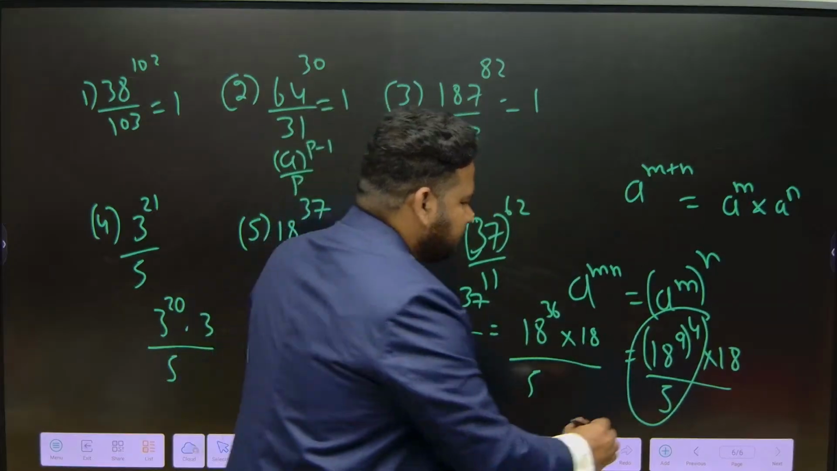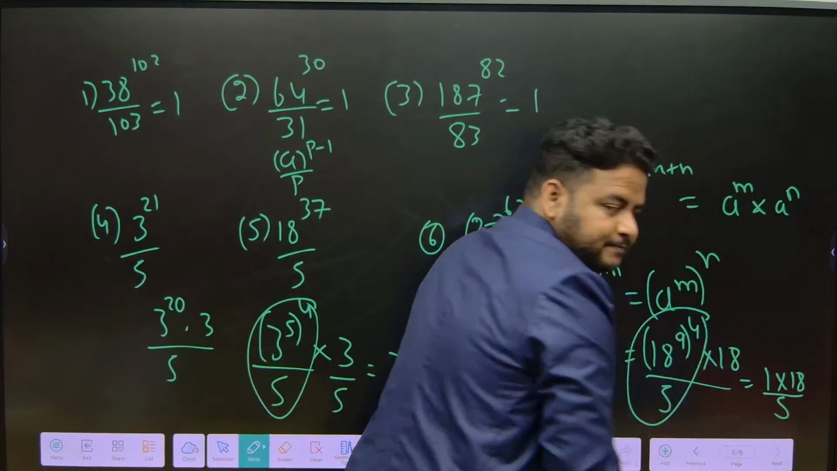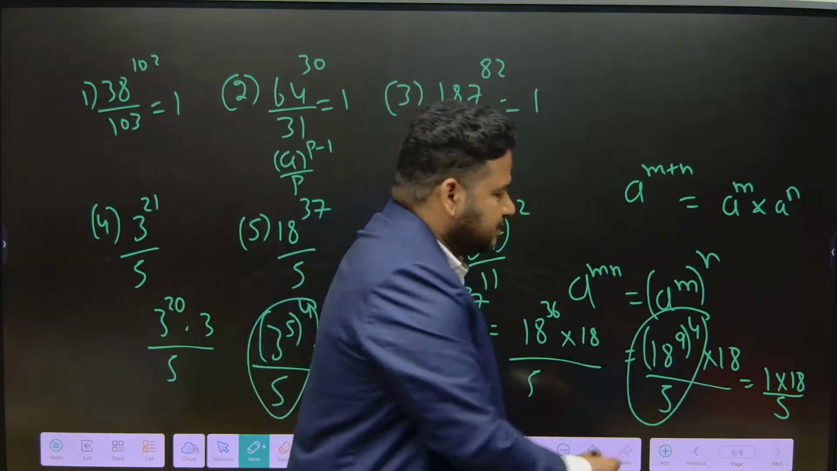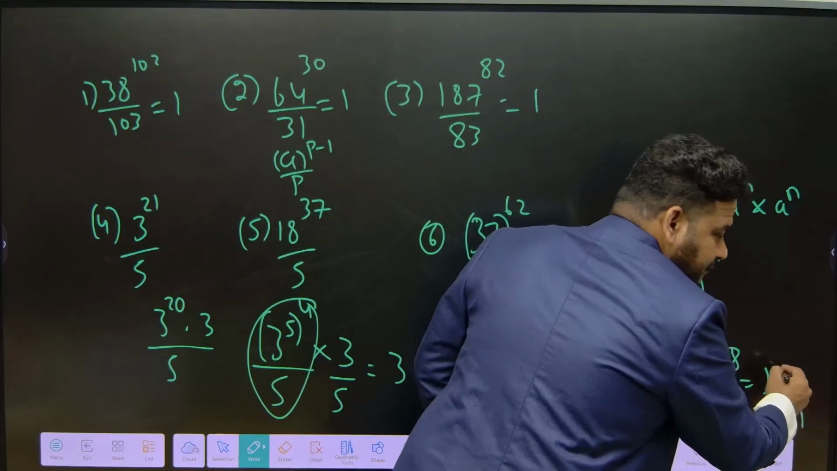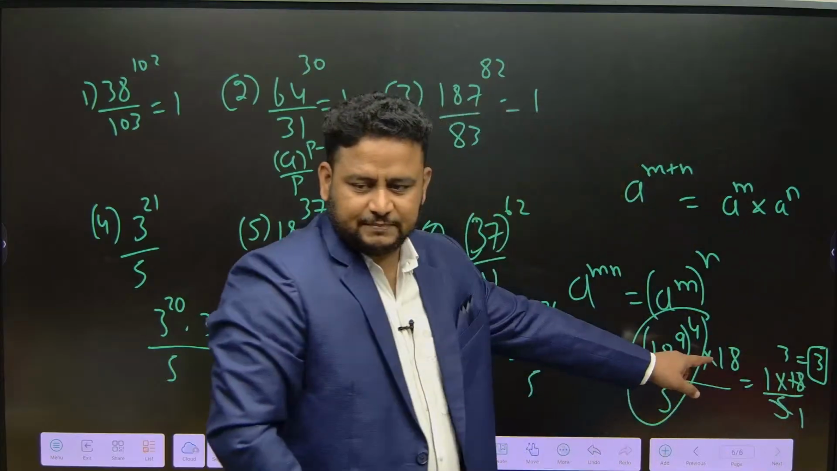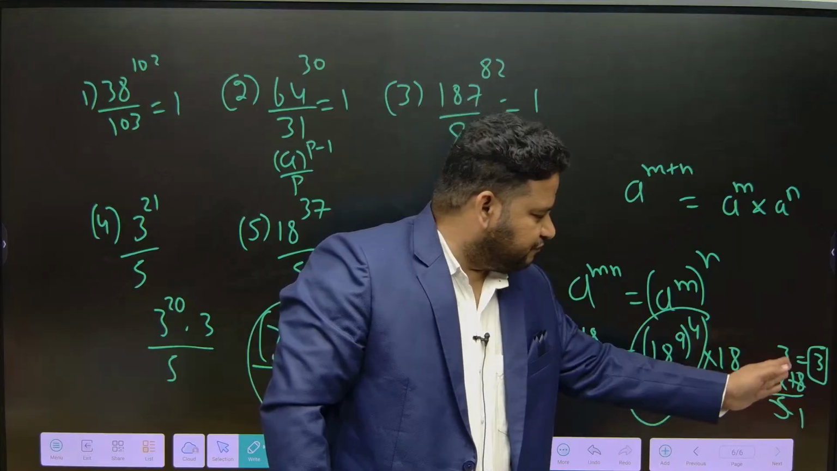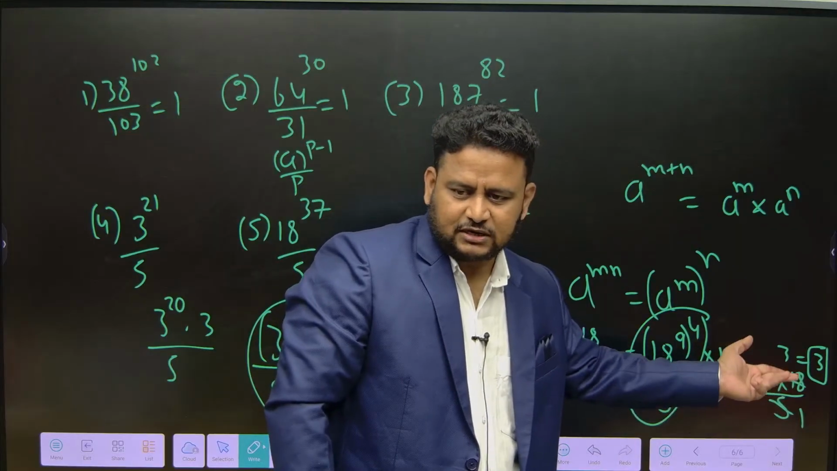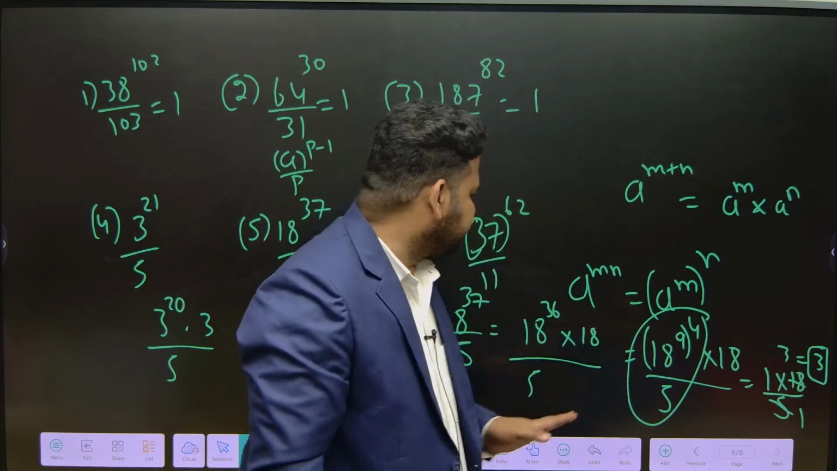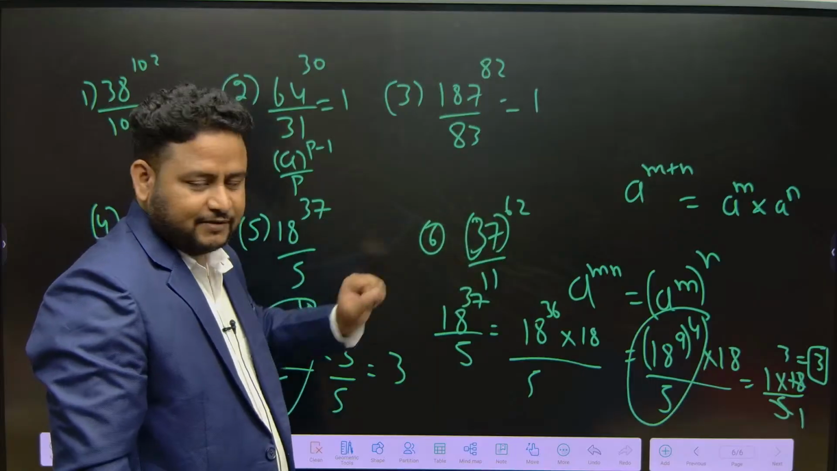Now if you observe this entire thing, you can apply Fermat's theorem. So you will get 1 into 18, and 5 will still be there. 18 divided by 5, what is the remainder? Directly, 5 threes are 15, so the remainder is 3. Understood? The answer is 3. Clear? Okay. Now 37 to the power of 62 divided by 11.